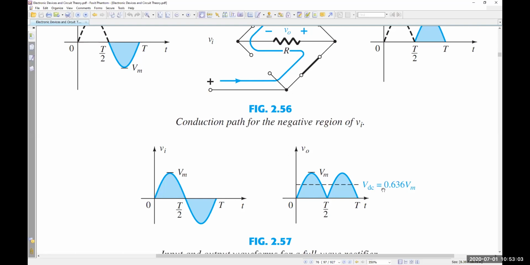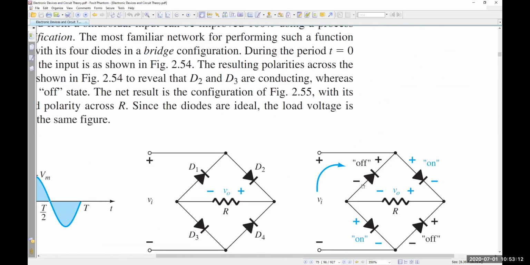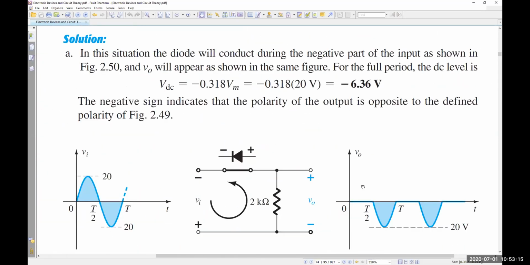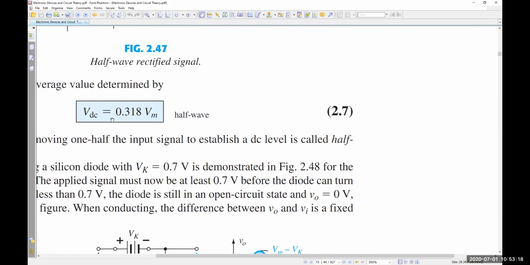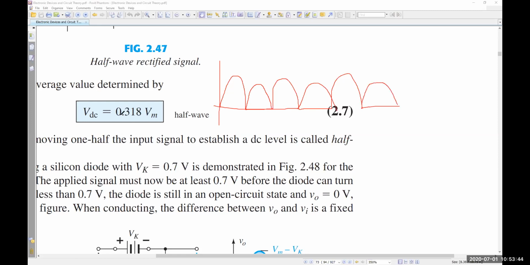So your DC level will be 0.636 VM. Okay, where has this 0.636 come from? Why is it 0.636? Because in the case of a half wave rectifier, your formula was 0.318, right? Because that was only half the wave. Now, if you have double the wave, that means the full wave, your formula should be doubled as well.